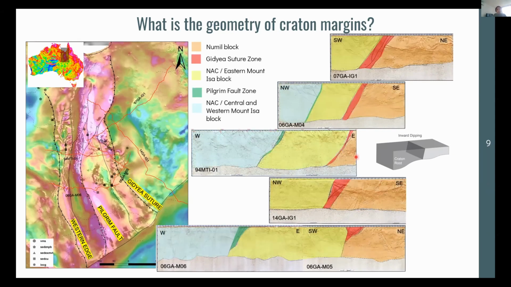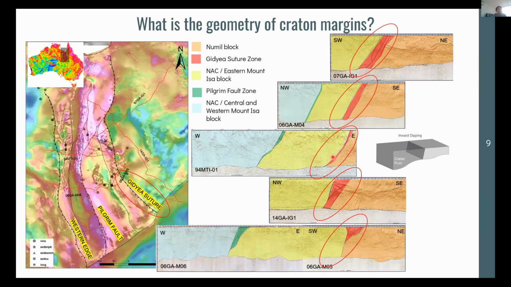And so one of the first things that I want to show is that we identify the Gijia suture zone, a well-known suture, as a west dipping structure. And as I said, it's where the Numil block collided with Mount Isa.